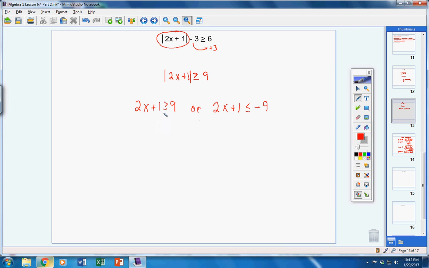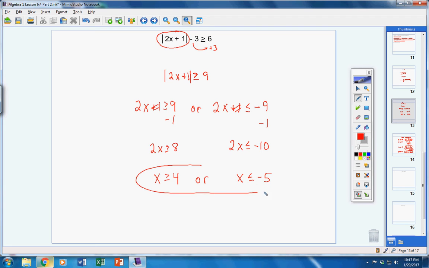So here we go. Let's solve each one of these. Bring your 1 over. 2x is greater than or equal to 8. And then divide both sides by 2, x is greater than or equal to 4. Or bring your 1 over, make it a negative 1. 2x is less than or equal to negative 10. Divide both sides by 2, x is less than or equal to negative 5.